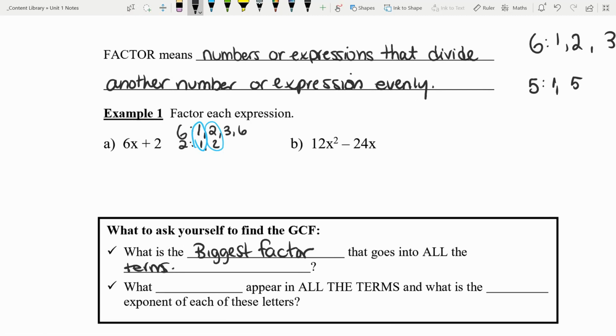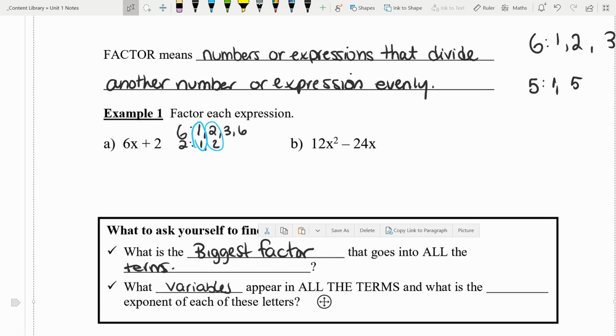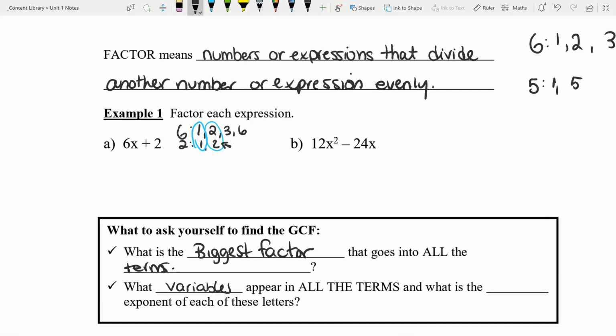We can also look for variables. So are there any variables that appear in all of the terms? Now in this case we only have one variable. So we can't pull anything out here because it's not in all the terms. These have to be in each and every term. So here the biggest one is the 2. So we're going to take that 2 and we're going to factor it out.